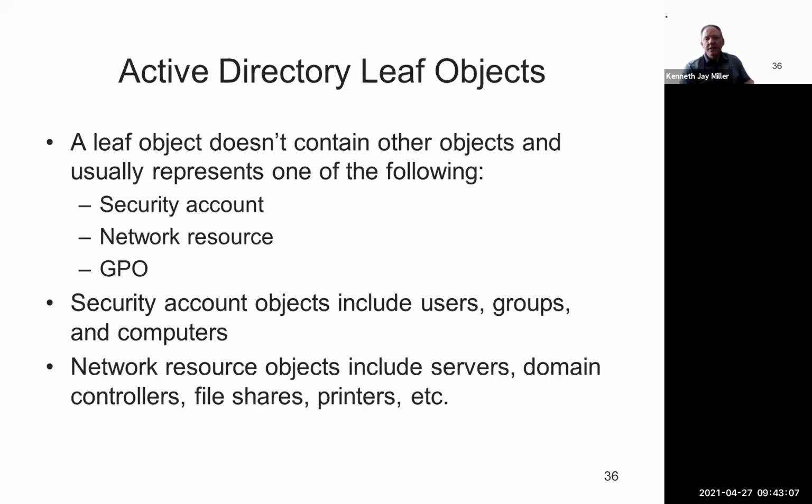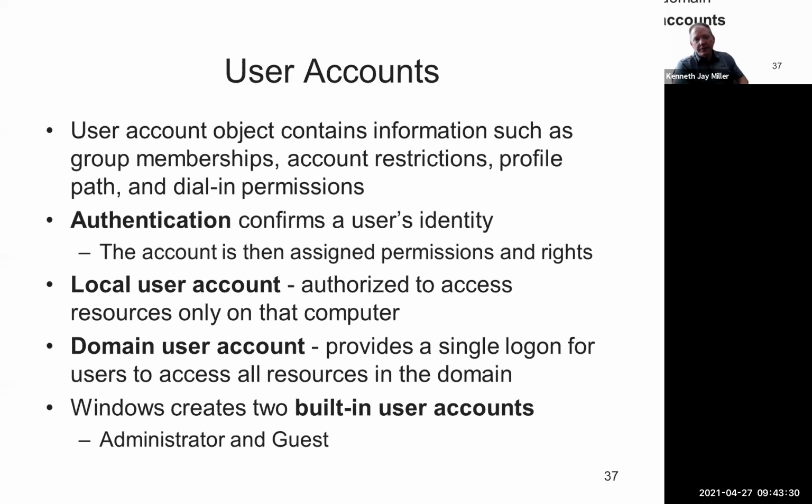So leaf objects don't contain other objects and usually represent one of the following: either a security account, a network resource, or a group policy. Now, security account objects include users, groups, or computers. Network resource objects include servers, domain controllers, file shares, and printers. All right. Now, the user account is where we create our users. And again, there are two built-in accounts, the administrator and the guest. And every user that we create will automatically be put into the domain user account.